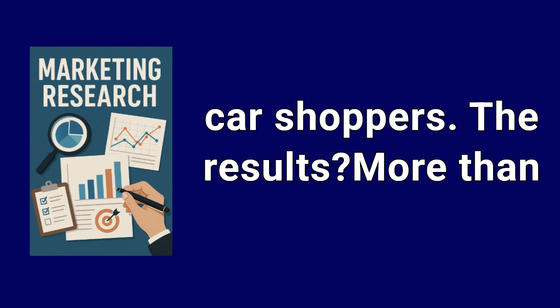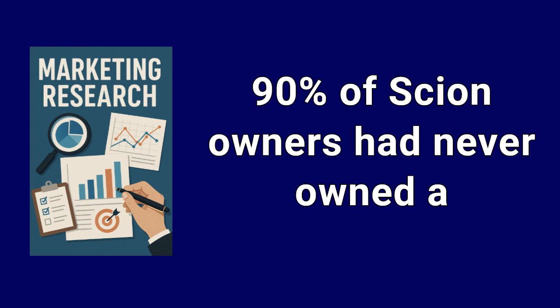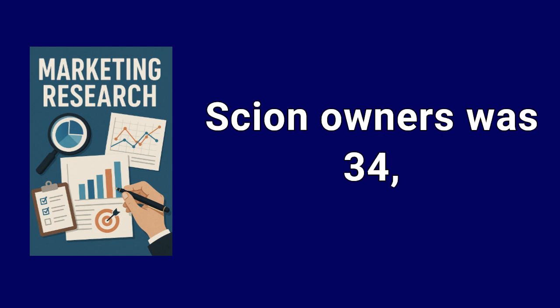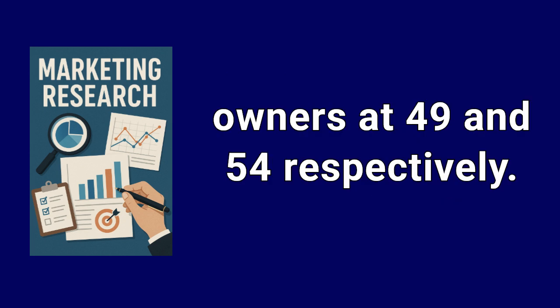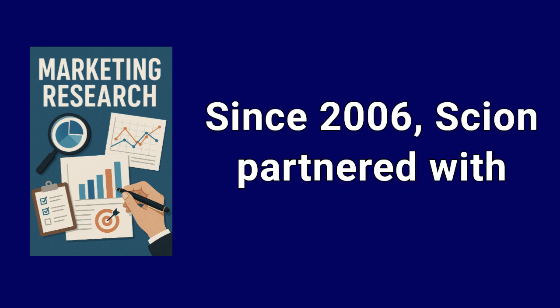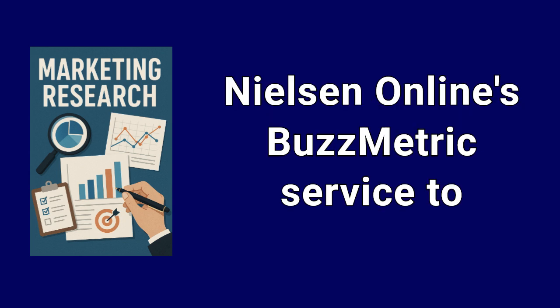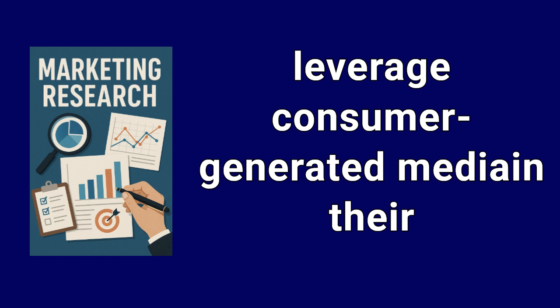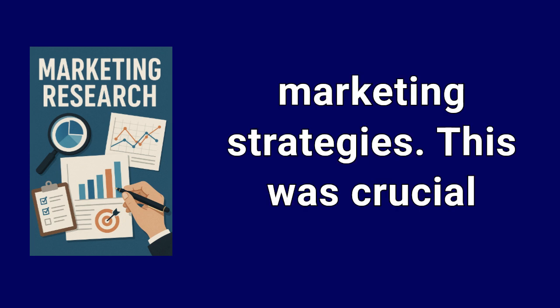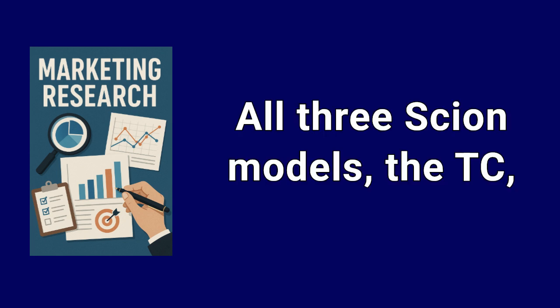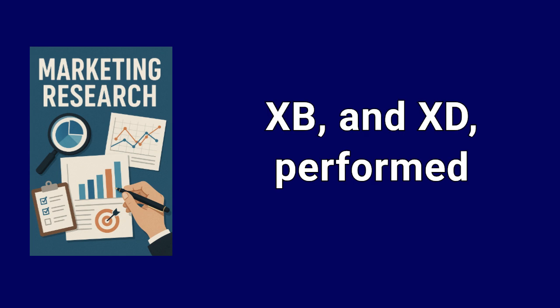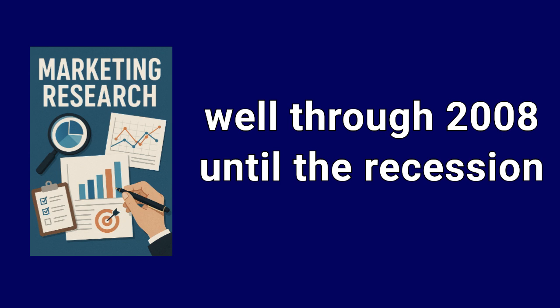The results? More than 90% of Scion owners had never owned a Toyota before, and the median age of Scion owners was 34, significantly lower than Toyota and Lexus owners at 49 and 54 respectively. Since 2006, Scion partnered with Nielsen Online's BuzzMetric service to leverage consumer-generated media in their marketing strategies. This was crucial because that's where their customers were most active and engaged with the brand. All 3 Scion models, the TC, XB, and XD, performed well through 2008 until the recession hit.